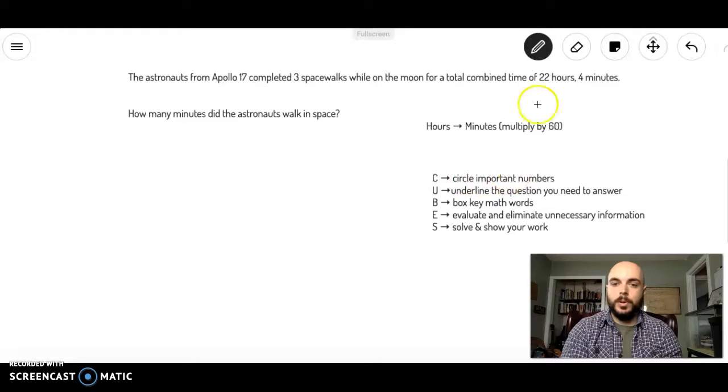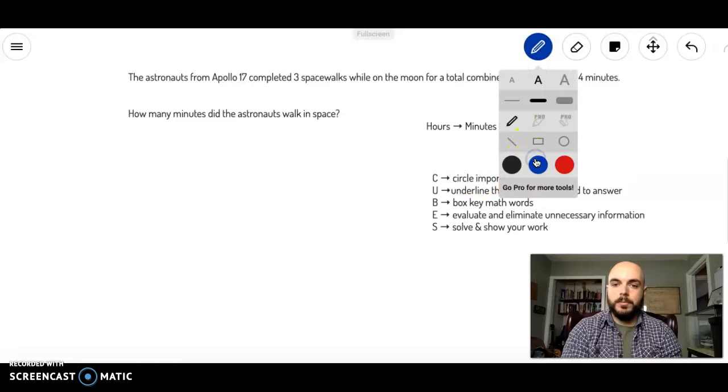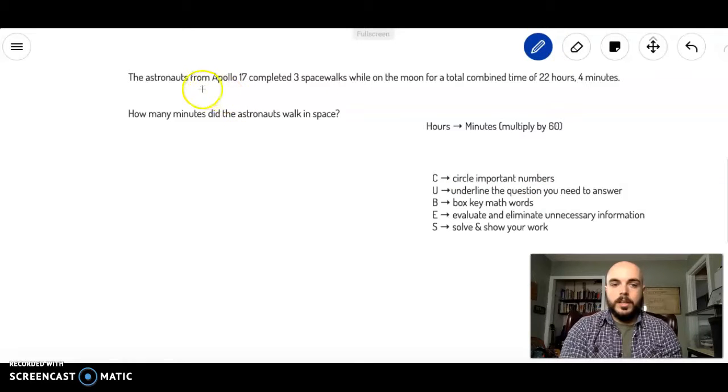So C, circle important numbers. I'm going to use my blue for that. Astronauts from Apollo 17. Okay, I know Apollo 17 is the name of a spaceship. The 17 is not involved in any way with what I'm doing. Completed 3 spacewalks, okay, maybe 3, while on the moon for a total combined time of 22 hours and 4 minutes. Okay, I don't need to use this 3 because they've already given me the total for all 3 combined, and that's all I really need to know. I don't have to do anything with this 3, so the only numbers I need to circle here are my 22 and my 4.